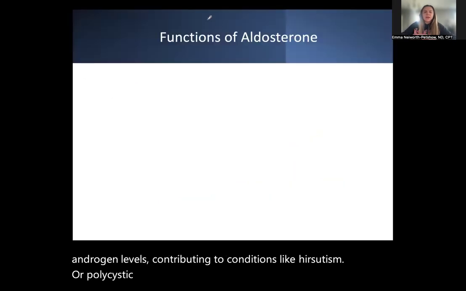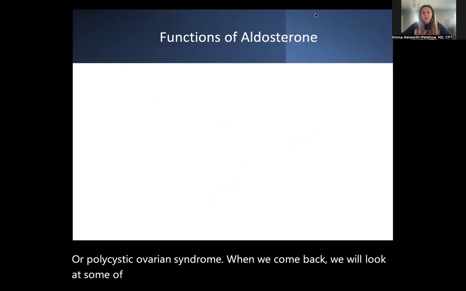When we come back, we will look at some of the functions of aldosterone as our next step in our look at the adrenal glands.